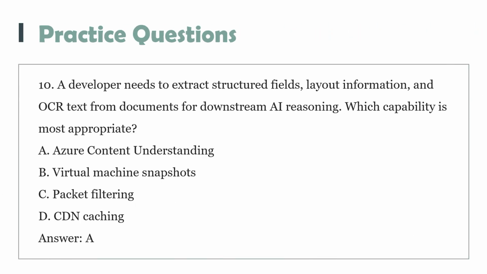10. A developer needs to extract structured fields, layout information, and OCR text from documents for downstream AI reasoning. Which capability is most appropriate? A. Azure Content Understanding. B. Virtual Machine Snapshots. C. Packet Filtering. D. CDN Caching. Answer: A.